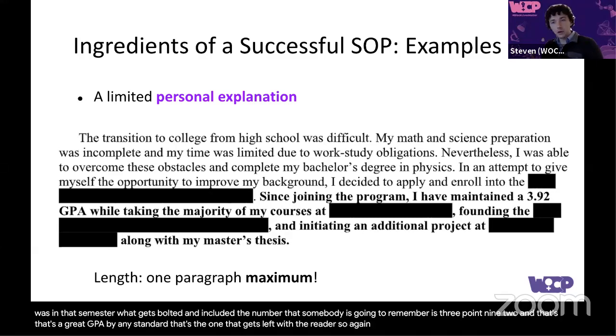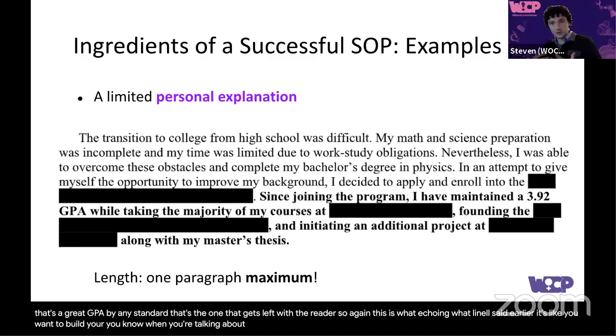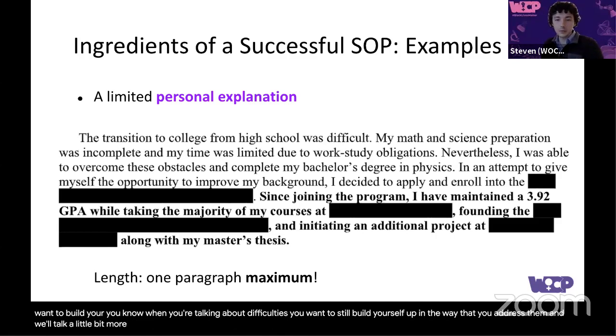Again, this is echoing what Linnell said earlier. When you're talking about difficulties, you want to still build yourself up in the way that you address them. And we'll talk a little bit more about this later as well.